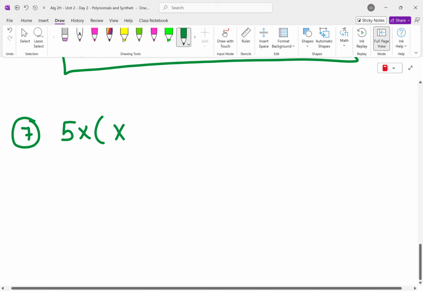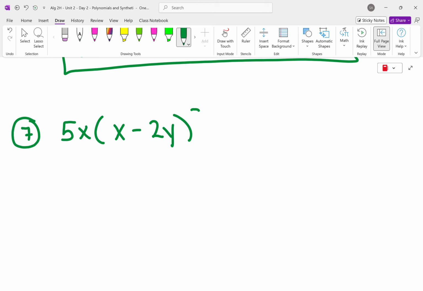Okay, last one of these. I'm going to have you do this on your own. But before I have you do it on your own, what do we have to do first here? There's no choice about it. What's your name? Anishka. You have to FOIL the x minus 2y. Good. You have to perform the exponents first. We have multiplication and we have exponents. Exponents has to come first. So you have to FOIL the x minus 2y before you multiply in the 5x.